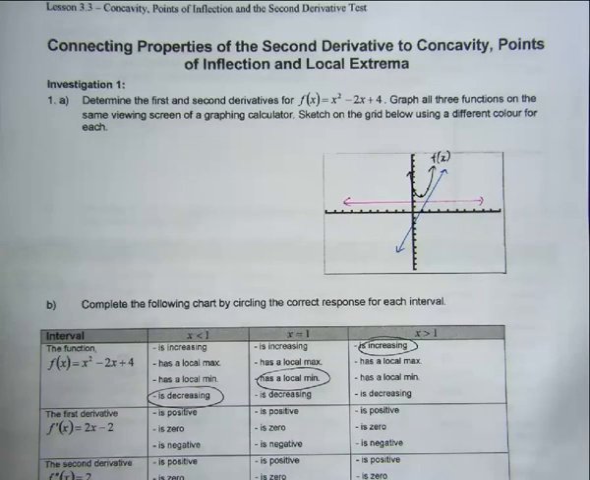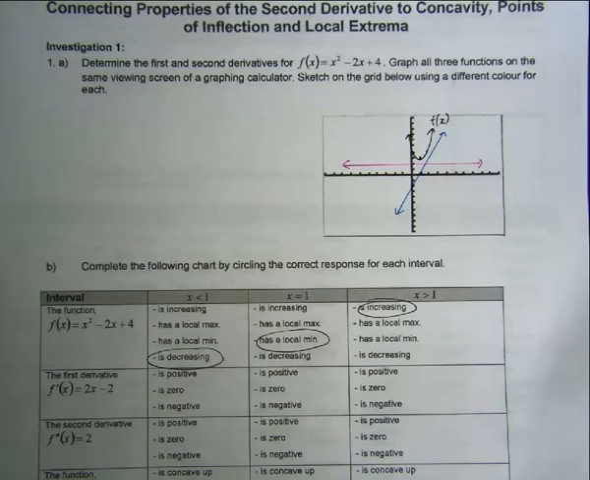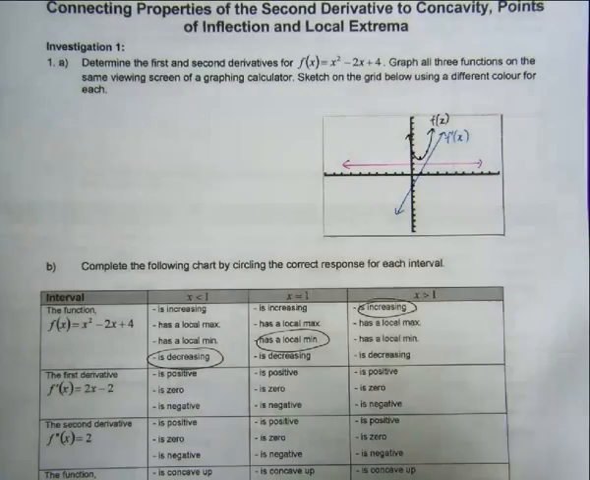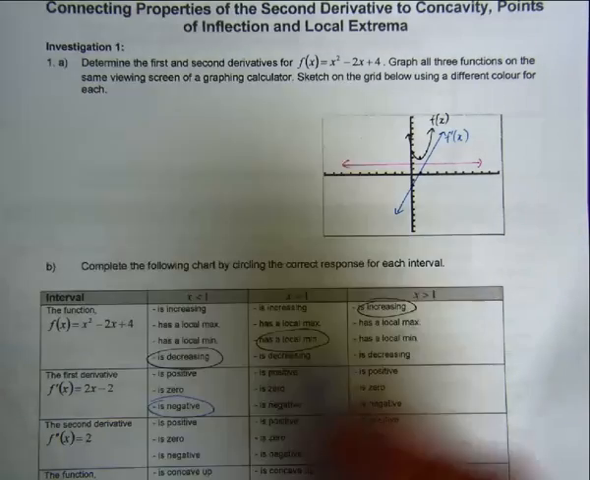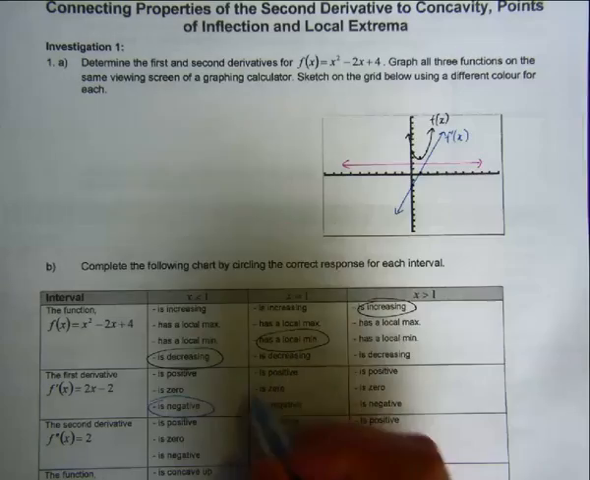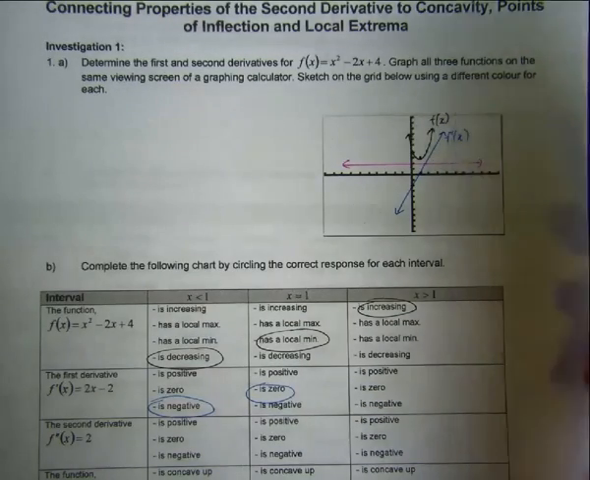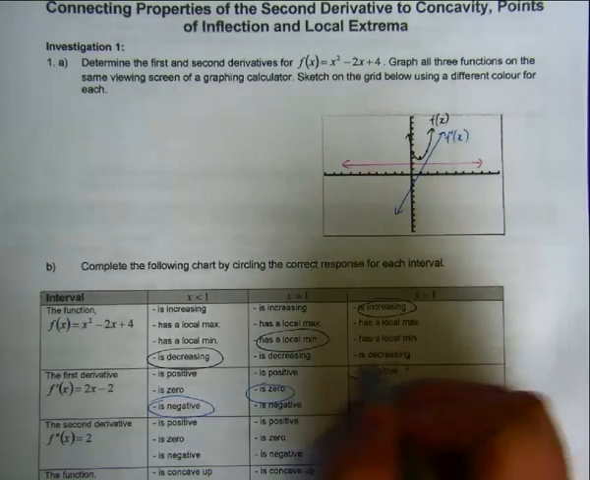Now let's answer some questions about this first derivative. That's my graph in blue. So I can see when x is less than 1, the first derivative is negative. When x is equal to 1, the first derivative is 0. Then when x is greater than 1, f prime is positive.